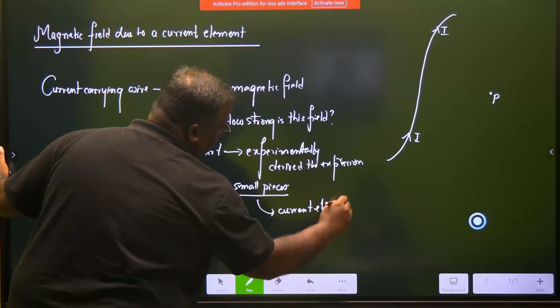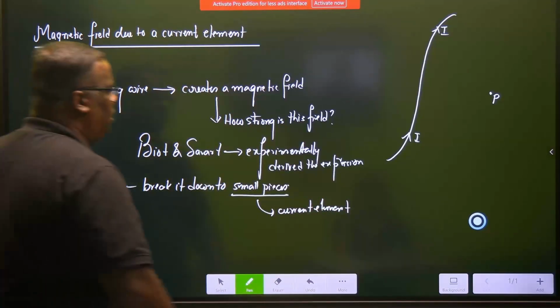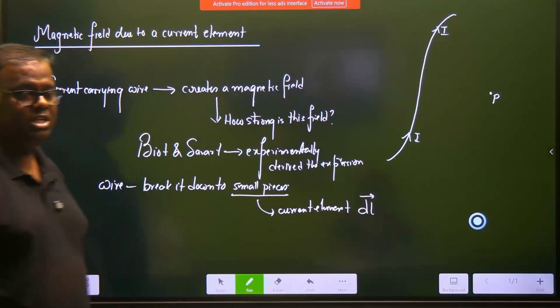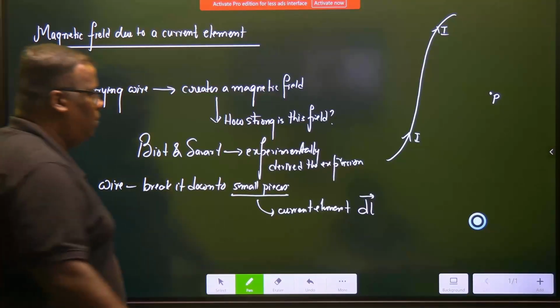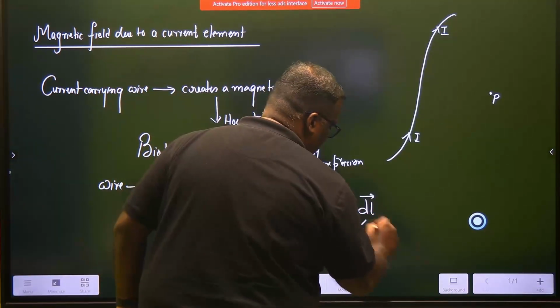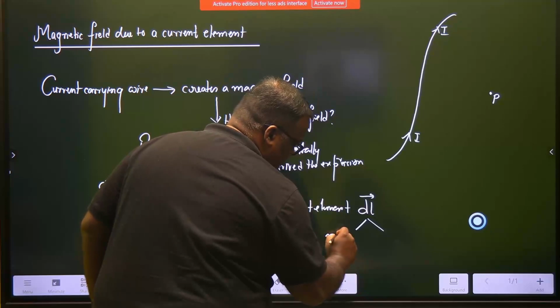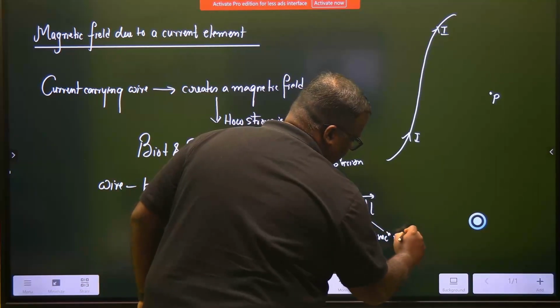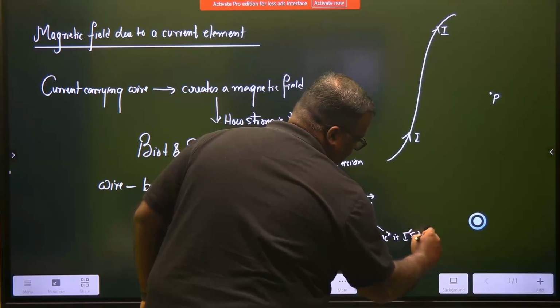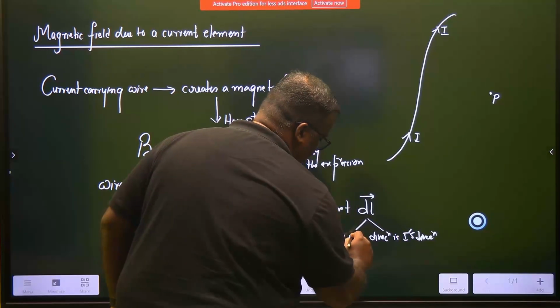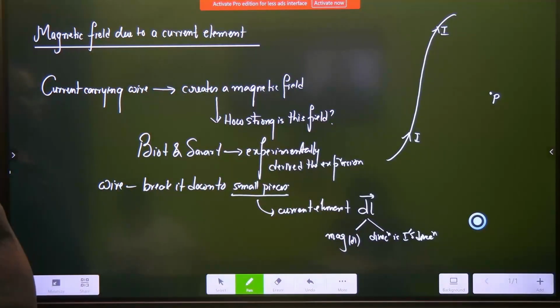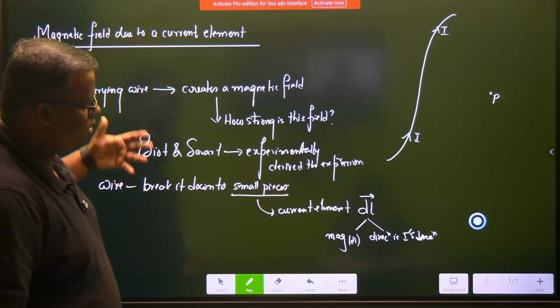Now there is something special about it, otherwise why will we call it a current element? It is called dl, and it's a vector. So it must have some magnitude, and the direction is the direction of the current. Magnitude is dl. Have you understood this? We will break down this wire into small components. Each of these components will be called a current element. So this current element will be haunting us a lot in this chapter.